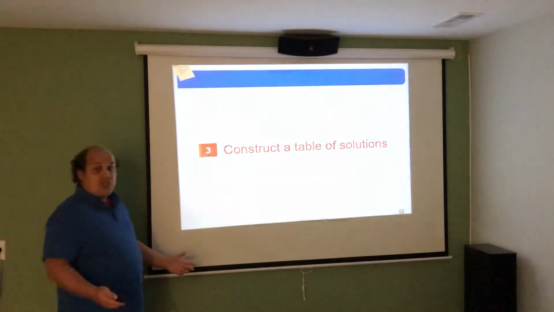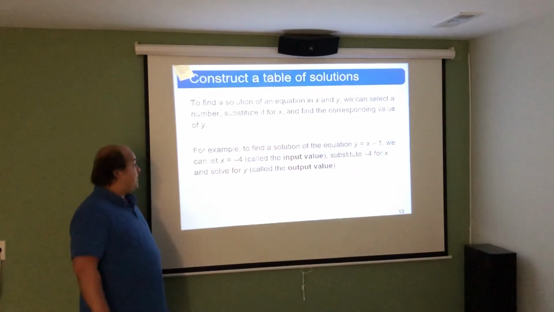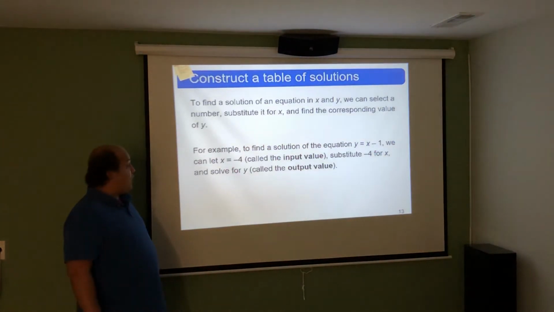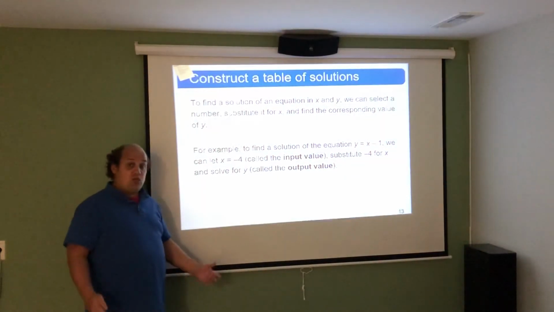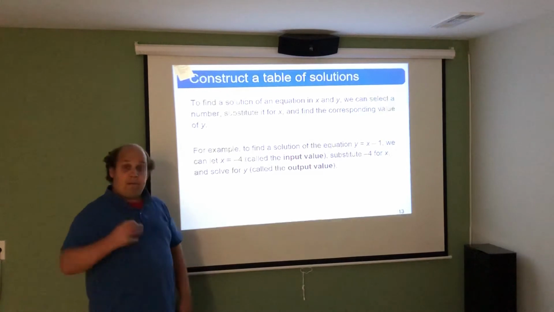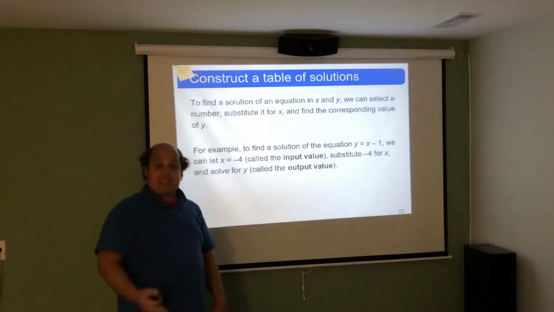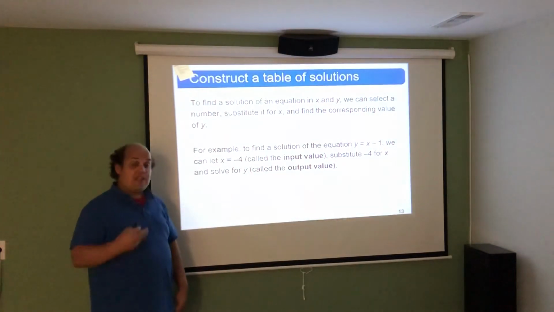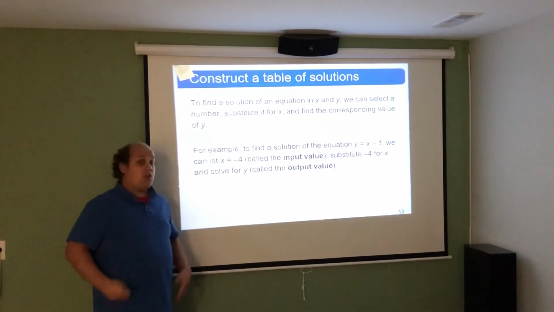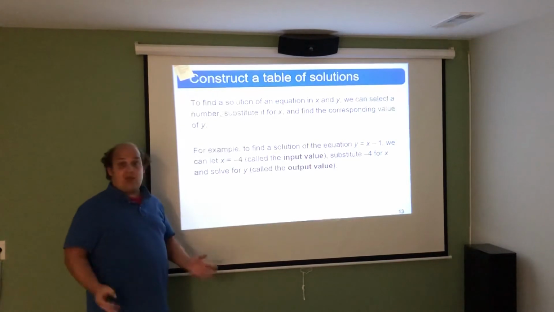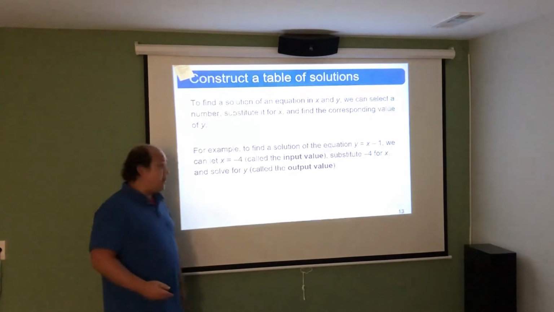We can use this general idea to construct a table of solutions. Basically, if we're given something like y equals x minus 1, we can just choose any number of x values, plug those values into the equation to get the resulting y, and it'll give us a series of points, all of which satisfy the equation. So in the end, we'll have ordered pairs that are correct solutions to the equation.